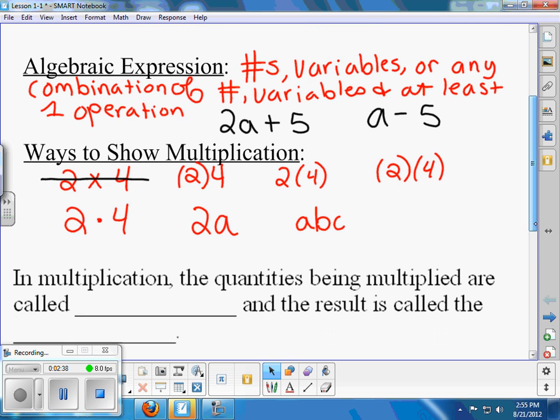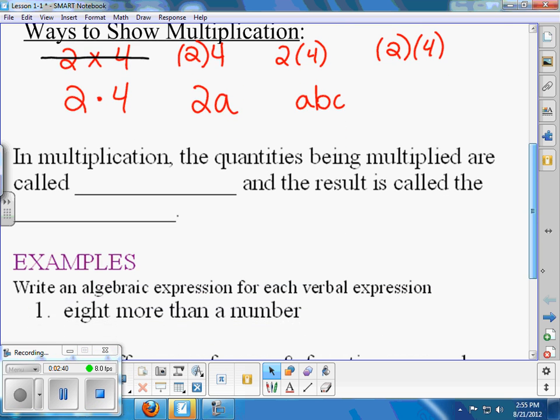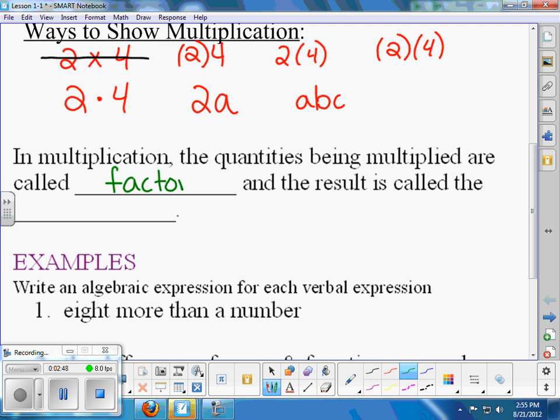Going on. In multiplication, the quantities being multiplied are called factors. And the result is called the product.